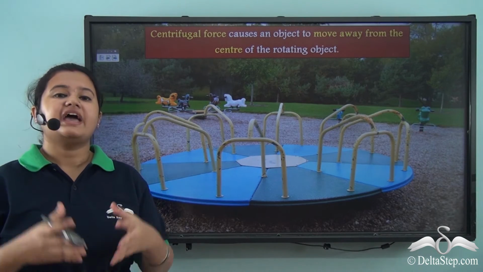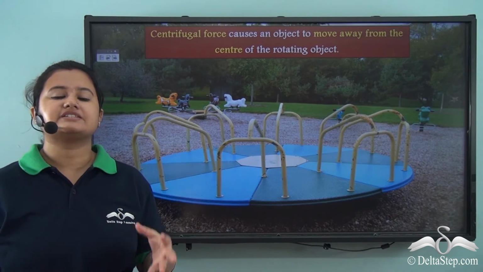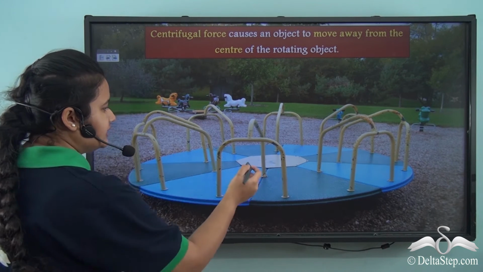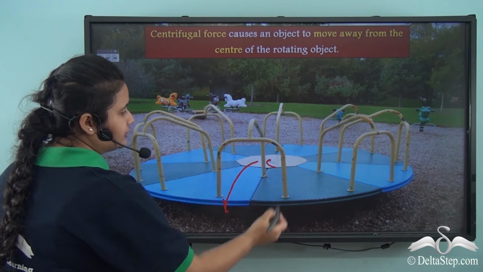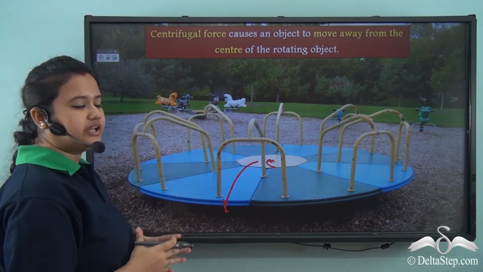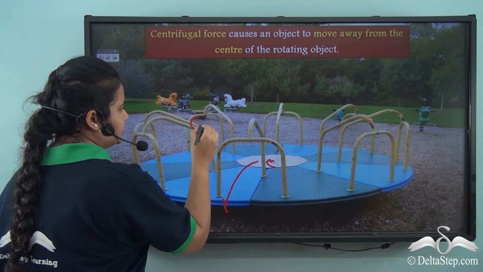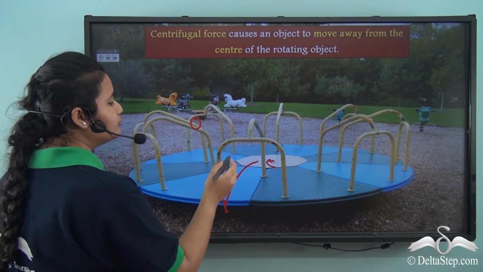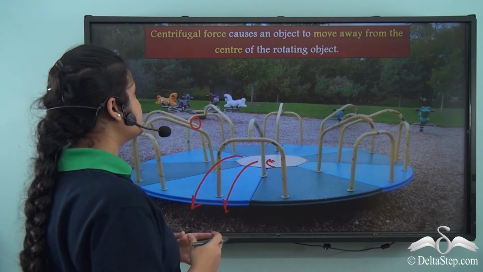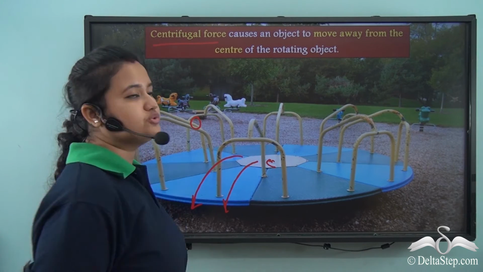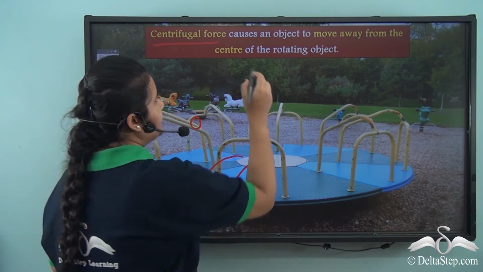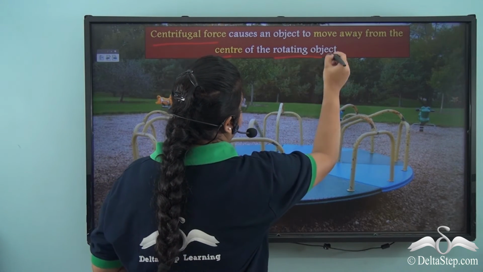This happens because every rotating body creates a force that causes an object to move away or deviate away from the center of the rotating body. So if this point C is the center of the rotating body, then any object on the rotating body will move away from the center of the rotating body, and this force is known as centrifugal force. So due to centrifugal force, an object always moves away from the center of the rotating body.